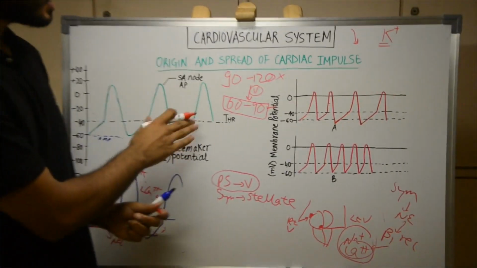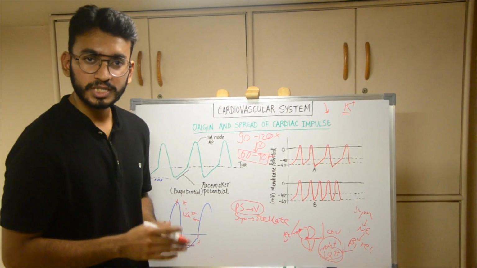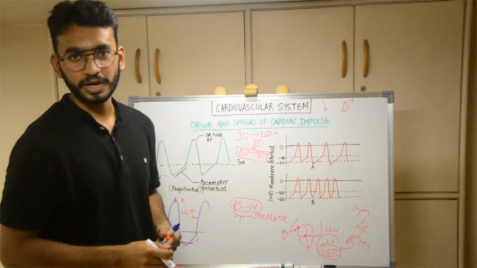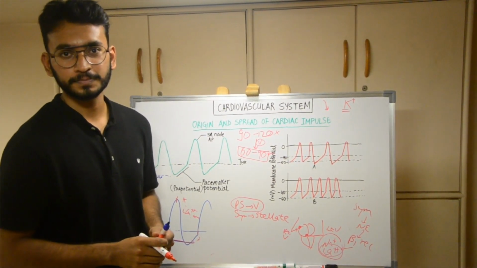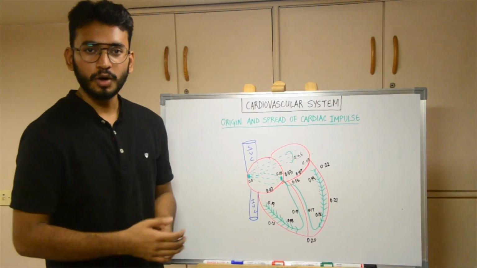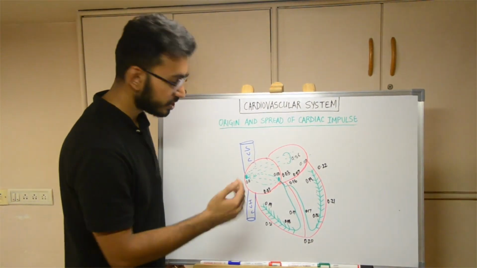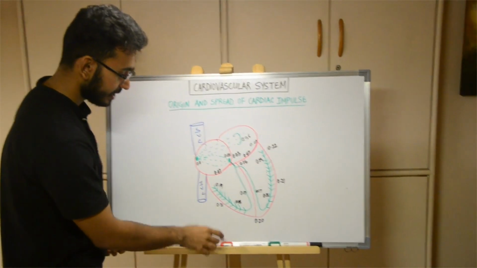Okay? So this is all about the origin of the cardiac impulse. Now we'll see the spread of the cardiac impulse in the heart. So now let's see the spread of the cardiac impulse that has already originated or generated in the SA node.